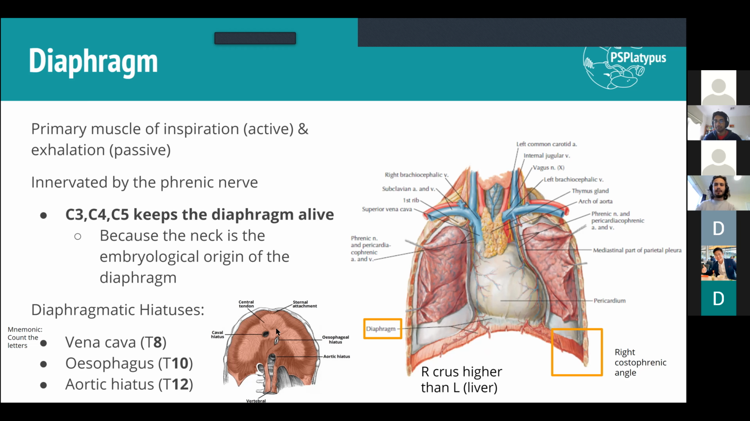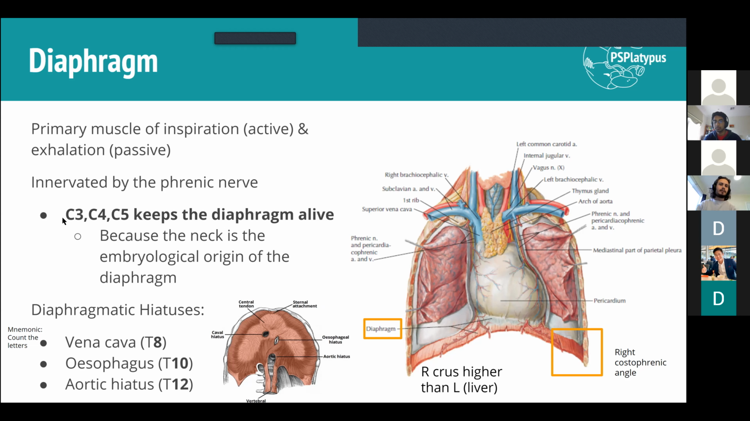You can see this is an inferior view. So we're looking up at the diaphragm from sort of the abdomen where all of your guts are. And we're looking at it here and we can see the different hiatuses. So those are holes that enable communication of certain things between the thorax and the abdomen below. But really one of the key things that you'll have heard is this mnemonic: C3, C4, C5 keeps the diaphragm alive. And that's referring to the innervation of the diaphragm by the phrenic nerve.